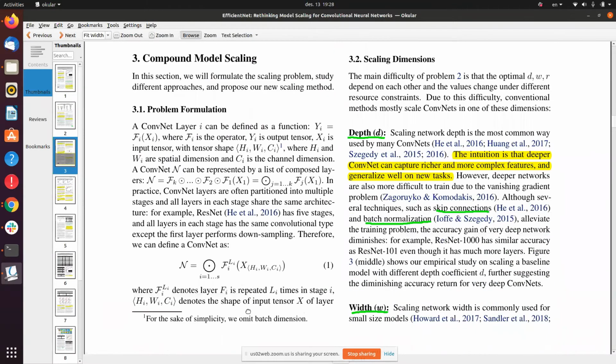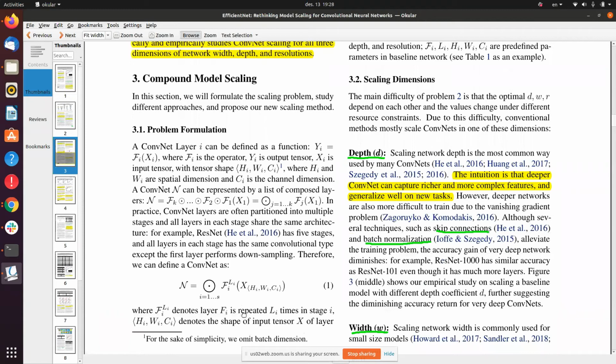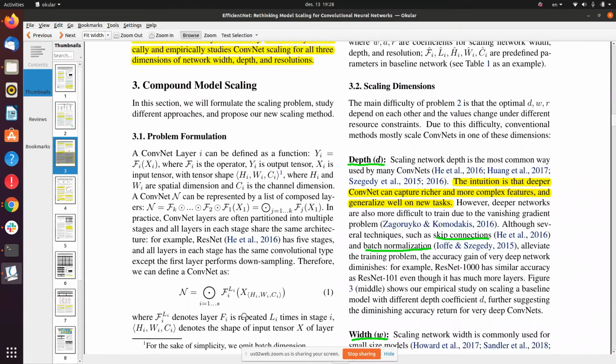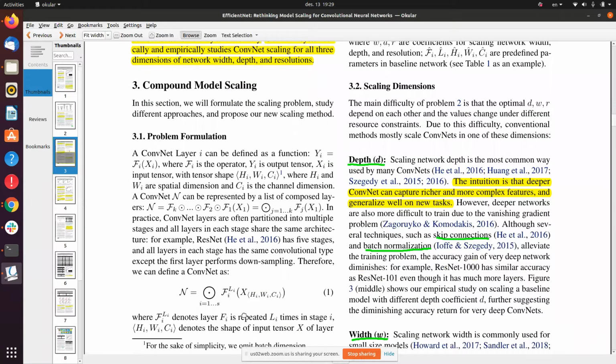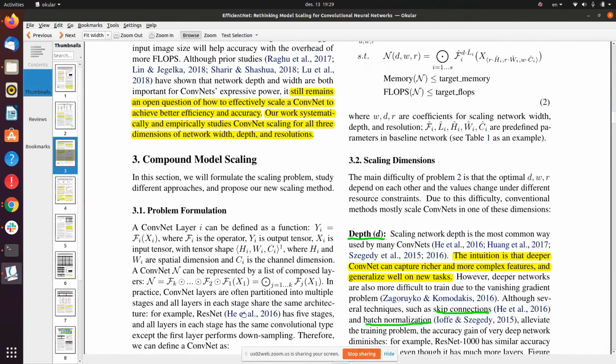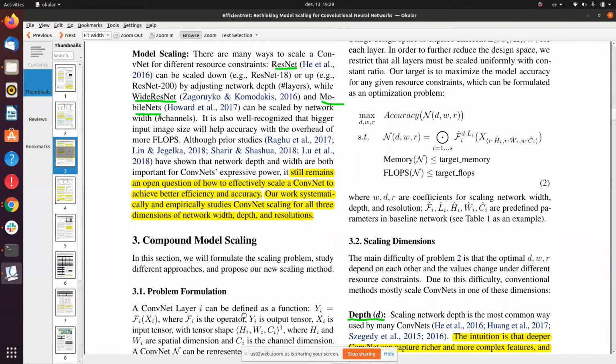Why they have done this one is, they want to formulate this compound model scaling, as mentioned in equation 2. Once you have n here, n is nothing but the number of layers, the output present here. That output is accuracy. It's accuracy that we are looking for given a convolutional neural network. So that accuracy we need to maximize given a depth, width, and resolution. That is what they talk about in equation 2.